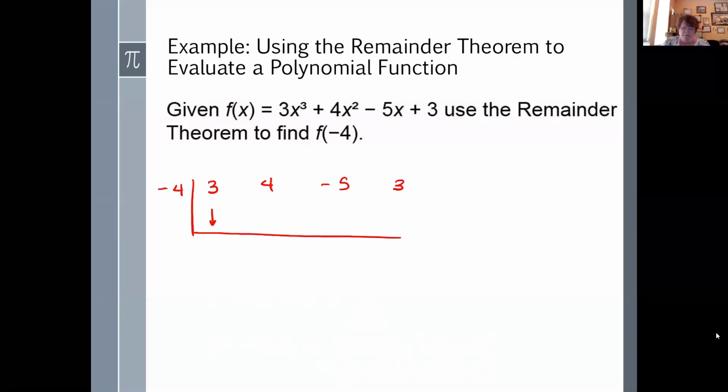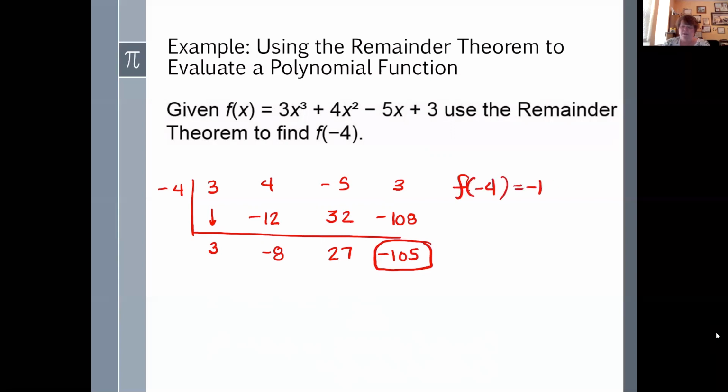So bring the 3 straight down. 3 times negative 4 is negative 12. Write that in the second column. Add negative 12 and 4, that's negative 8. Take the negative 8 times the negative 4, that is 32. Write that in the third column. Add those two numbers together, negative 5 and 32 is 27. 27 times negative 4 is negative 108. Add negative 108 and 3, and you get negative 105. So this function evaluated at negative 4 is negative 105.